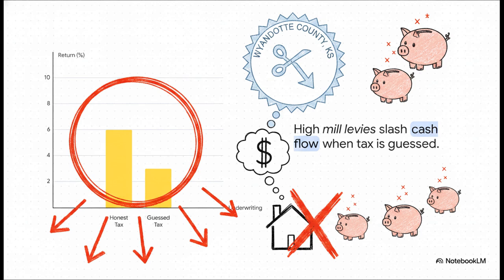If you guess the tax based on those neighboring averages, your spreadsheet might show a very healthy 6% return. But reality hits hard when the notoriously high local mill levies take their cut. A mill levy is simply the specific local tax rate applied to the assessed value of your property. Because Wyandotte County has high mill levies, that expected 6% return can quickly get slashed in half, straight down to 3%. It's literally the single most common error out-of-state investors make in this particular market.